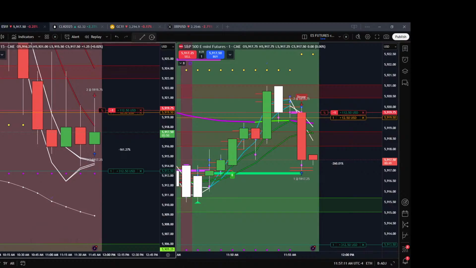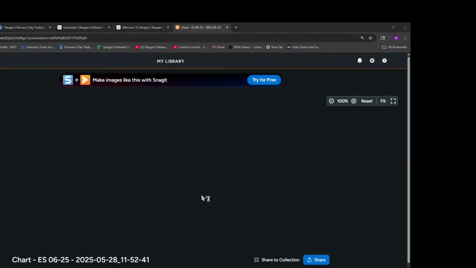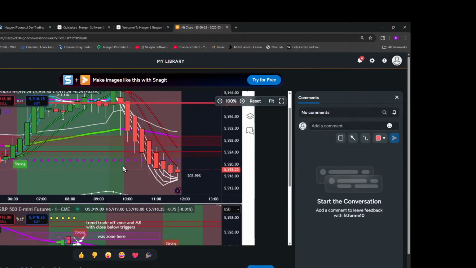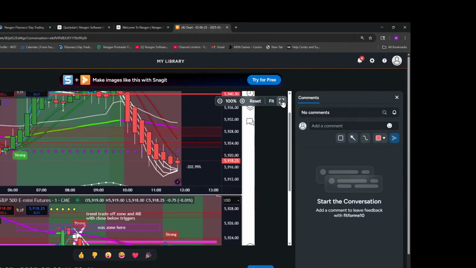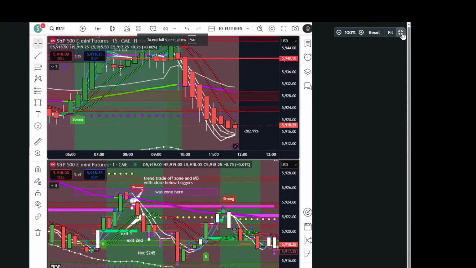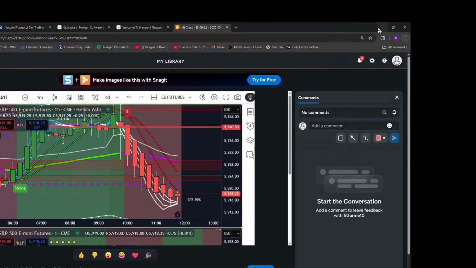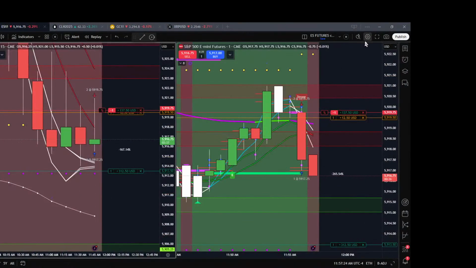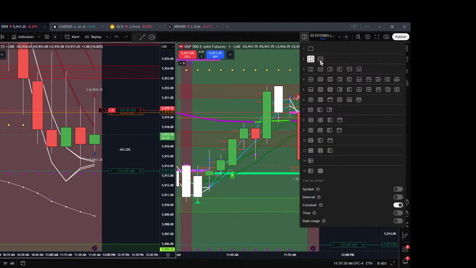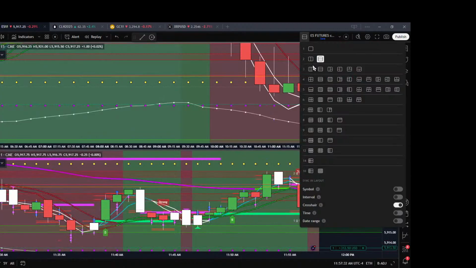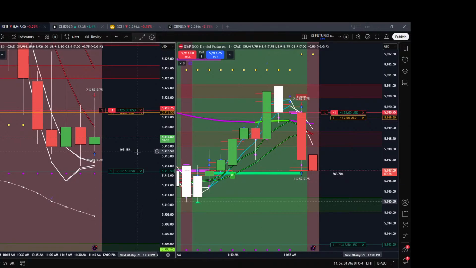How do you toggle off left, right, top, or bottom panels? What do you mean toggle off? Oh, okay, hold on. So I got you. Right here, Steve, if you click on that, you can go horizontal, you can go vertical. So that's what's going to do it right here, right next to where it says ES Futures.